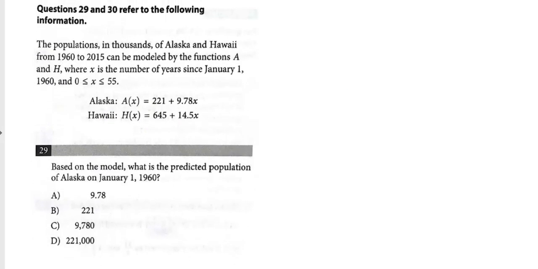So we have the same thing for 29 and 30. Population of Alaska and Hawaii from 1960 to 2015. We have those functions, A and H. X is the number of years since January 1st, 1960. So for instance, if X equals 1, that would refer to 1961. If X equals 2, 1962, and so on and so forth. They just don't want to have to put those big old numbers in. So based on the model, what is the predicted population of Alaska on January 1st in 1960?